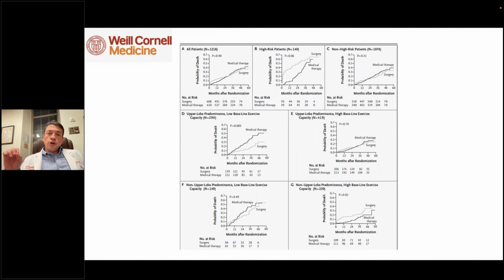Also, as a reminder, the only group of patients that should undergo LVRS are patients with upper lobe, heterogeneous emphysema, and low baseline exercise capacity. If you have access to a CPAP, you can obtain exercise capacity, but we don't do this routinely. But that is the only phenotype. All the other phenotypes did worse with surgery.